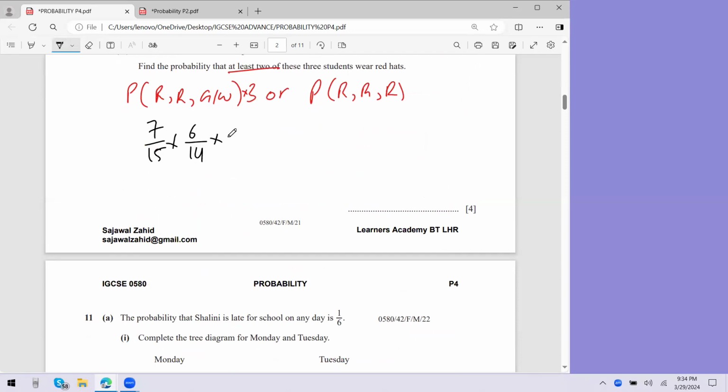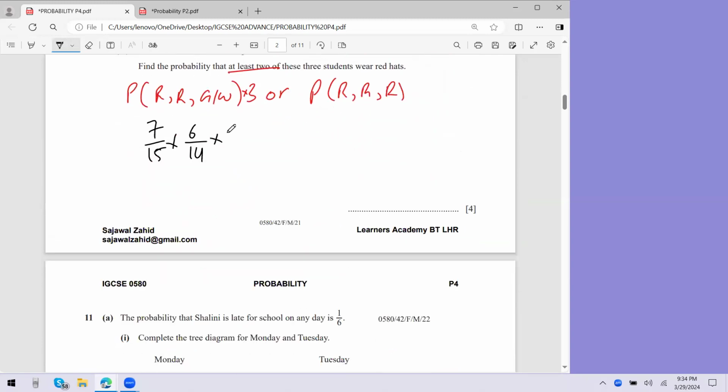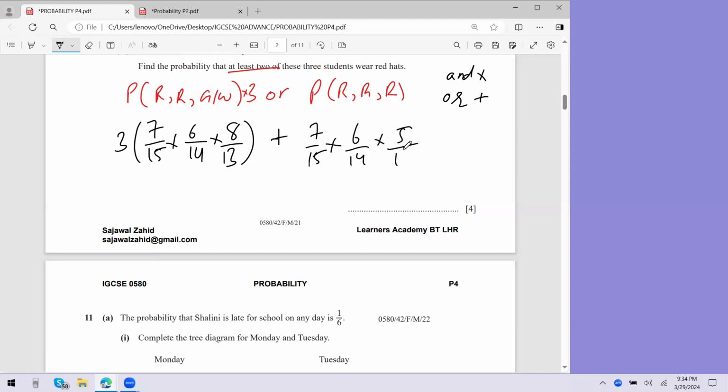And third being green or white, you can add green and white. 6 plus 2, 8. So 8 over, and how many are left now? 13. Because 2 already subtracted. This probability we need to multiply by 3, and then or means plus always. Remember, and means multiply, or means plus, okay? And the probability of red, red, red is just 7 over 15 times 6 over 14 times 5 over 13. We just subtract 1 from each, okay?